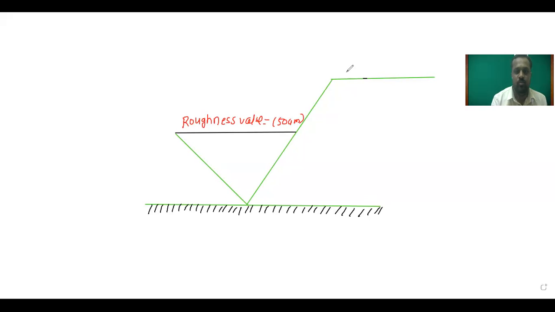Again, this portion will indicate the production method, meaning which production method we have to use to produce that particular component. Again, this portion below this line will indicate the sampling length.